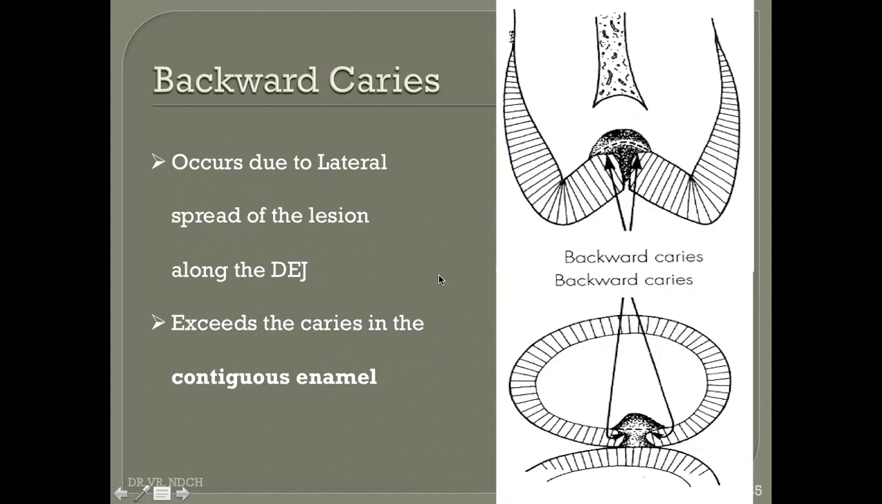Now what is backward caries? Backward caries occurs due to the lateral spread of the lesion along the dentino-enamel junction. So once the enamel is involved and the DEJ is reached, you find the caries start spreading laterally. Now this backward caries exceeds the caries in the contiguous enamel. So you find more amount of dentin is involved compared to the adjacent enamel over here.